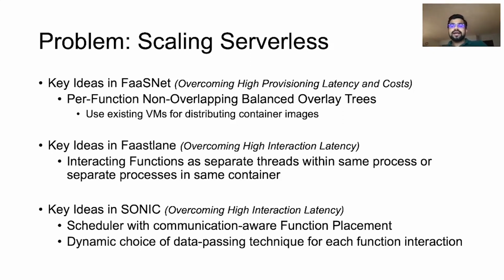Fastlane spawns interacting functions as threads or processes in the same container and uses existing lightweight inter-thread and inter-process communication mechanisms, which leads to reduced function interaction latency. Sonic proposes a scheduler that does communication-aware function placement and dynamically chooses the optimal data passing technique for each function communication. This also leads to reduced function interaction latency.